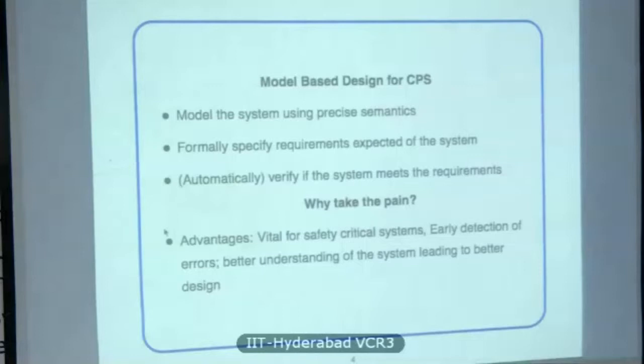So what are the advantages? It's vital for safety. You're specifying the system, and then you're specifying certain requirements in a formal manner, and then arguing mathematically, arguing formally that this system is going to satisfy these requirements. That kind of guarantee is extremely important for safety concerns. And secondly, early detection of errors is something that you get if you model it. Even before you build and design the system, you go in for this kind of model-based systematic design, and then verify it for the necessary conditions and requirements. Then you can actually detect errors earlier on, as against building the system first. By modeling, you also develop a better understanding of the system, and therefore it leads to a better design.